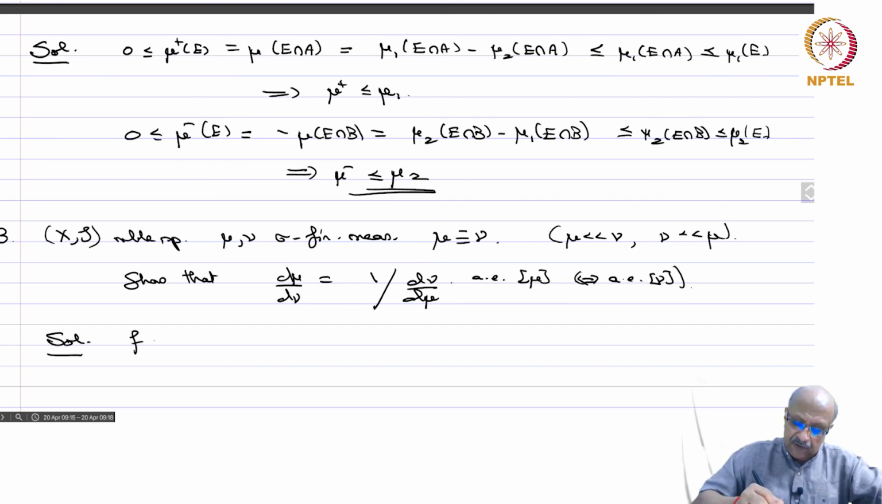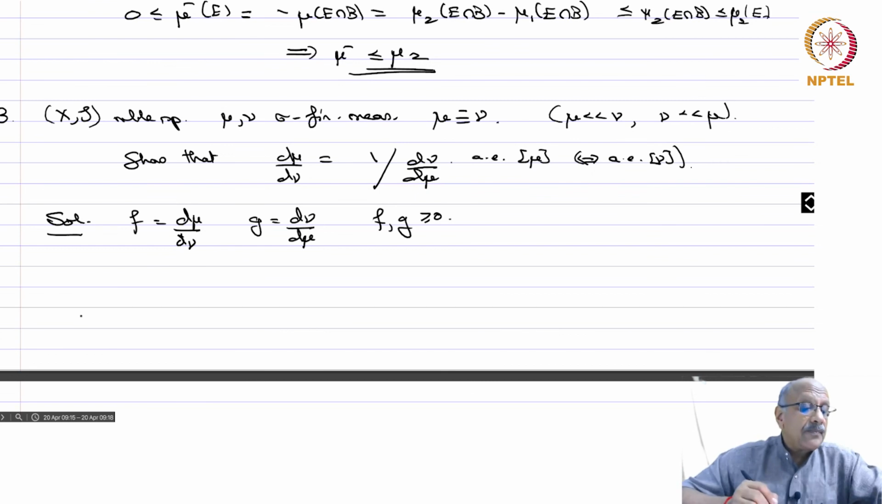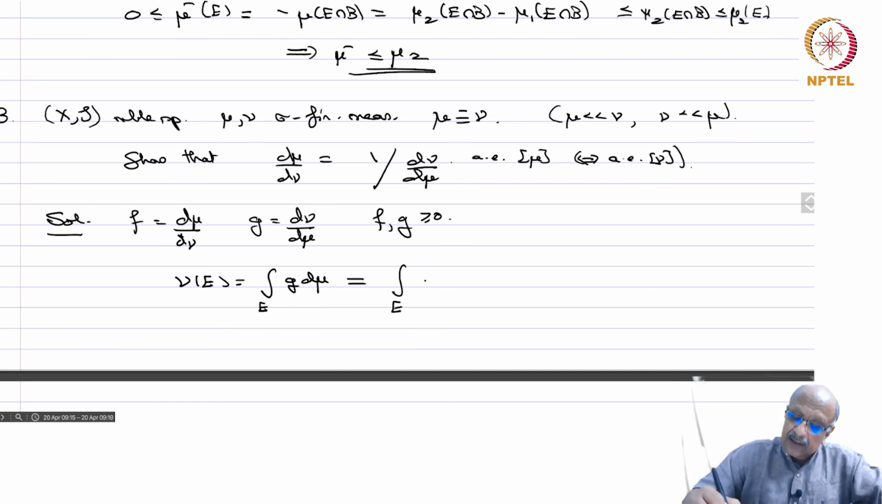So let us take f equals d mu by d nu, and g equals d nu by d mu. f and g are non-negative because they are measures. Okay. So nu of E is equal to the integral of d nu by d mu d mu. So that's equal to integral of g d mu over E. That's the definition of the Radon-Nikodym derivative. But then we have seen that this is equal to integral of g f d nu.